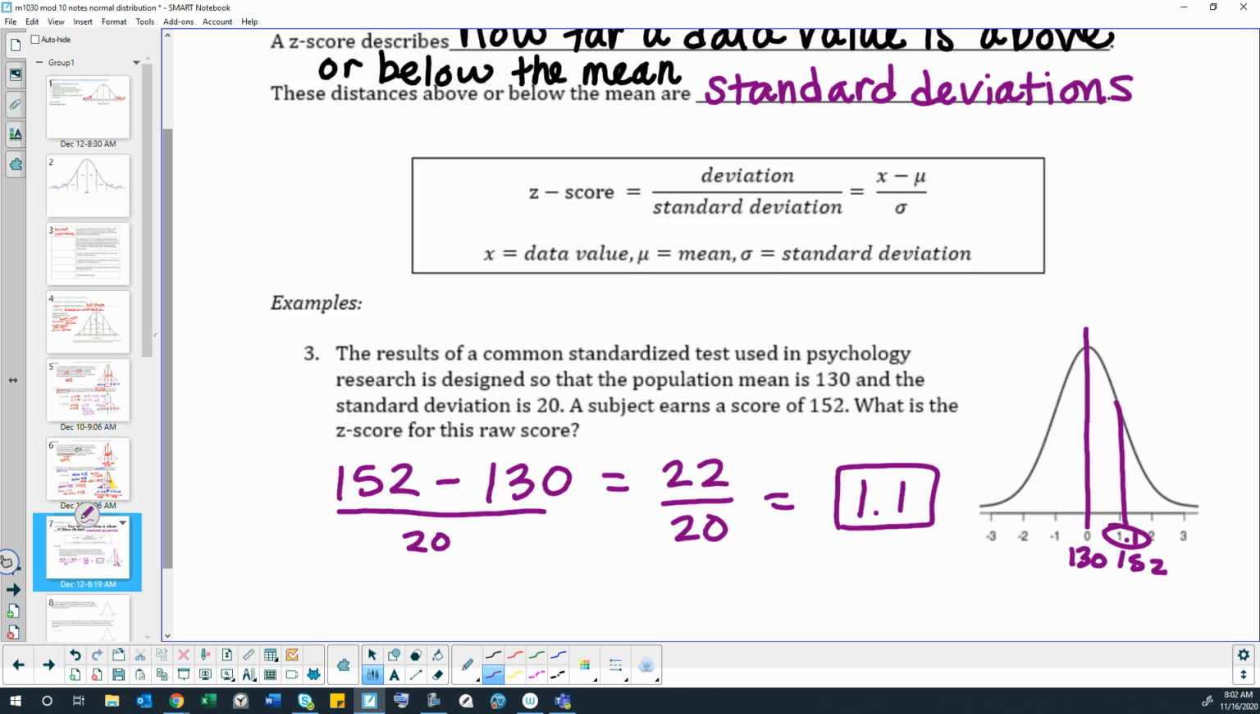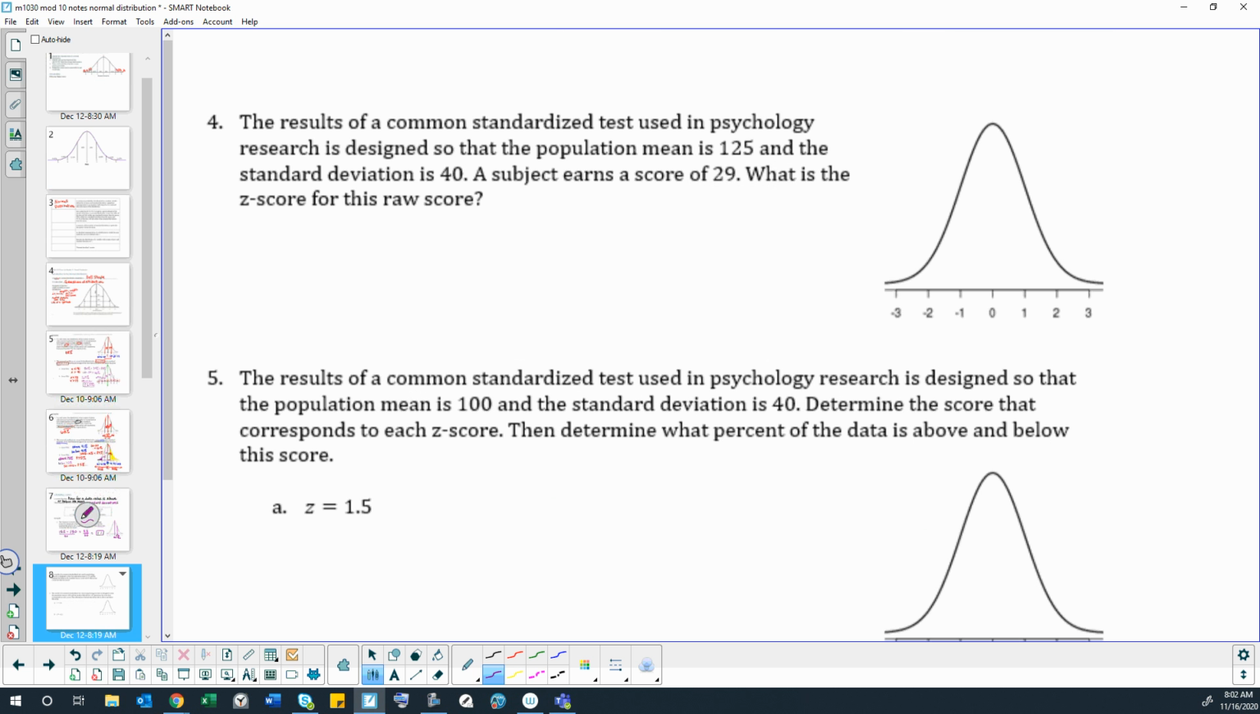All right, let's look at the next one. Pretty easy, right? We've done some pretty hard stuff. Kind of easy. The results of a common standardized test used in psychology research is designed so that the population mean is 125 and the standard deviation is 40. A subject earns a score of 29.